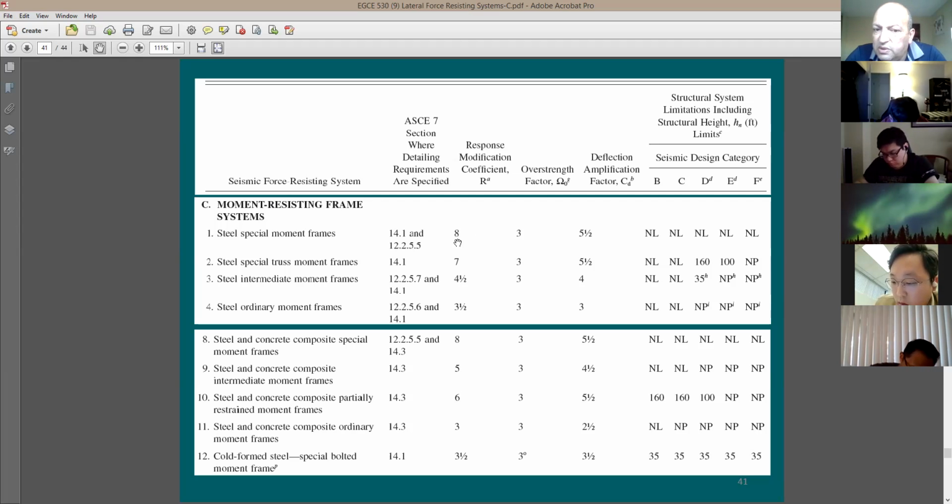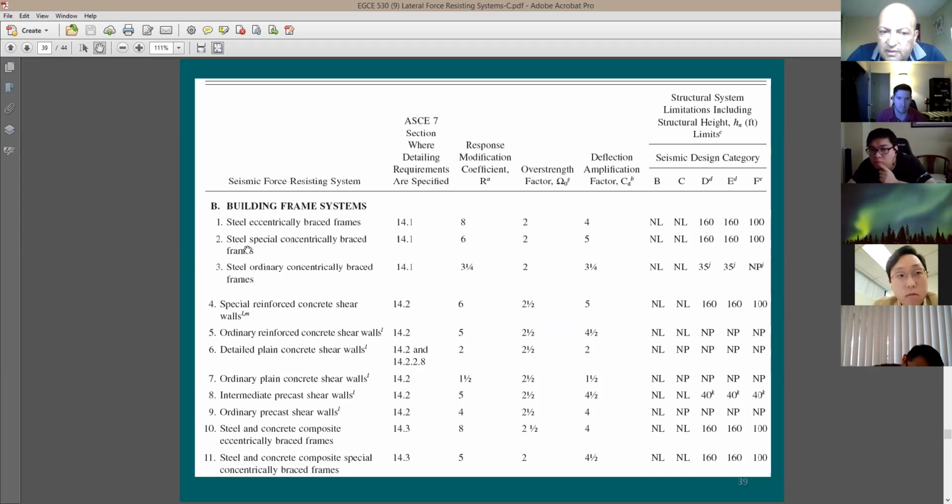Now, which one is more ductile? Is it the special moment frame or the concentric brace frame? I simply can look at this. It says here special moment frame, R factor of 8. Concentric brace frame, also special, is going to be 6. So the moment frame is going to be more ductile.